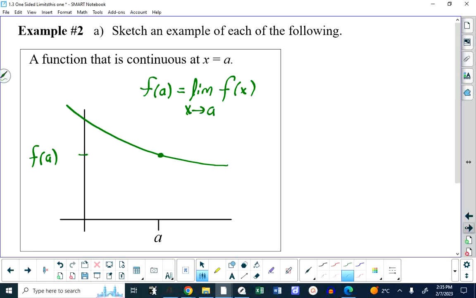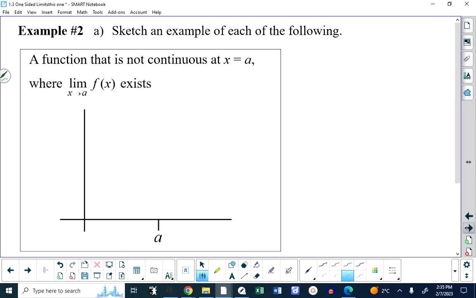Let's think about that for a second. In order for the limit to exist, the left-hand and right-hand limits have to equal each other. But if they equal f of a, not only do they approach each other, they approach the y-coordinate of the graph, which means the graph has to be continuous through that point. It's going to require a lot of thought. Is there a situation where the limit exists, but it's not continuous?